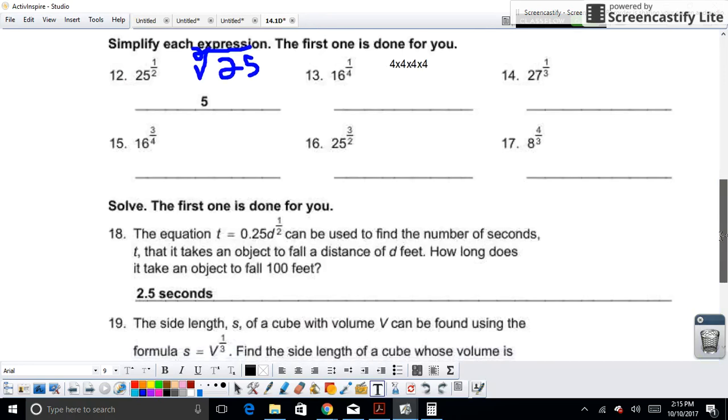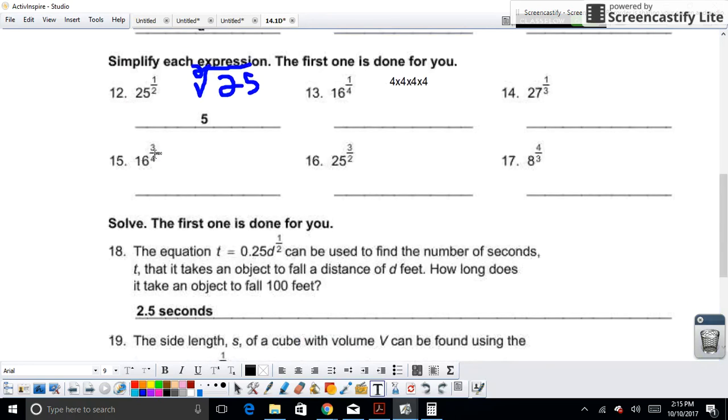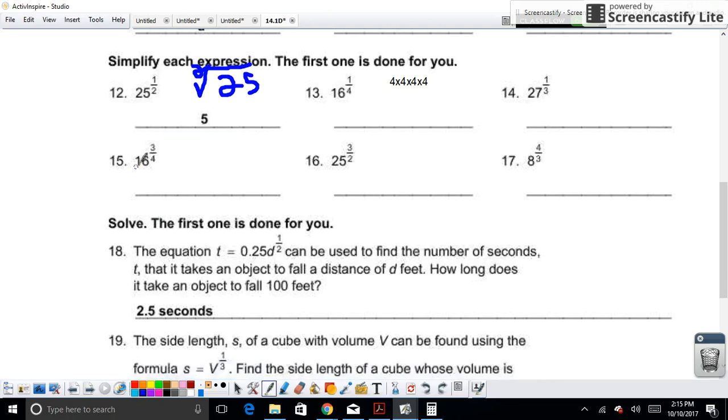Let's look at number 15. What happens when you've got two different numbers and not just the one? So you're going to do the same thing. We don't like the fraction, so let's write our radical. And you're going to do 16 as the radicand, and 3 goes inside, and 4 goes outside. You have two ways to solve this. Your job is to get rid of both of these exponents.